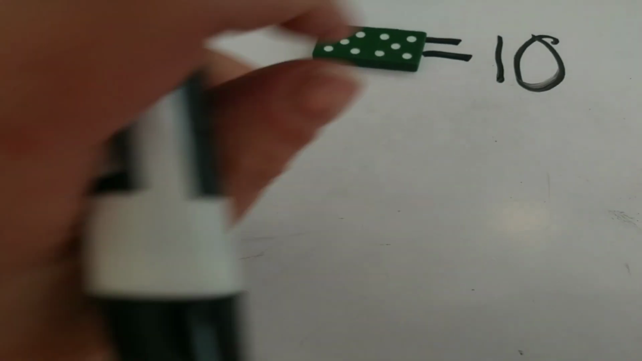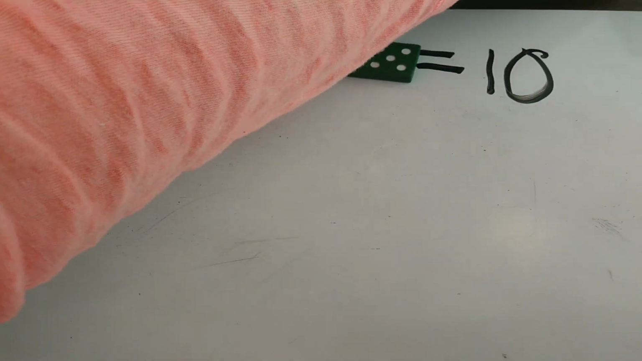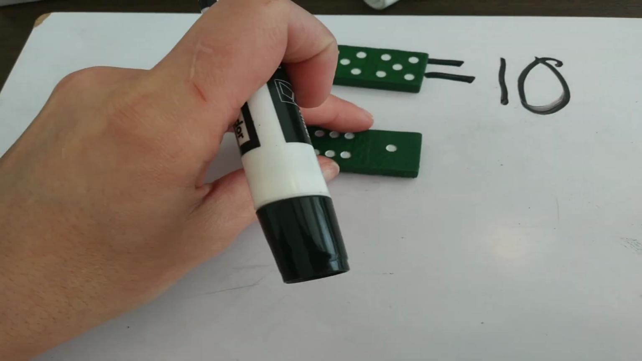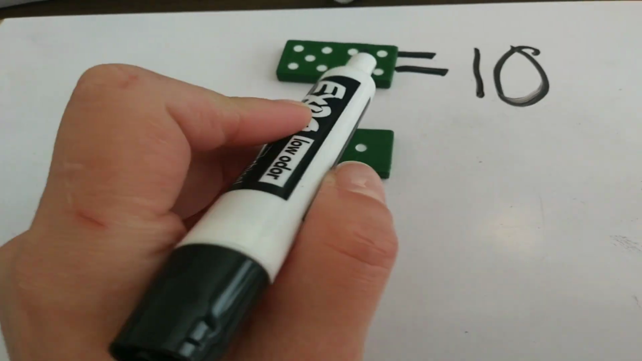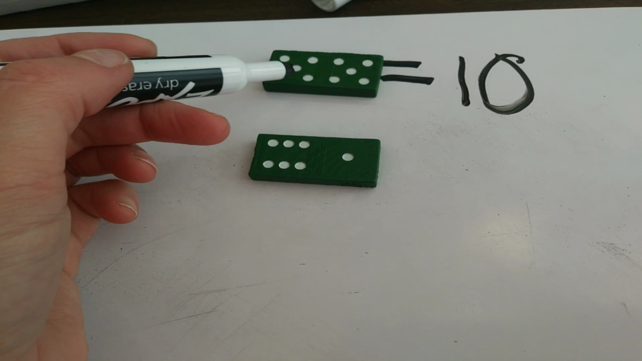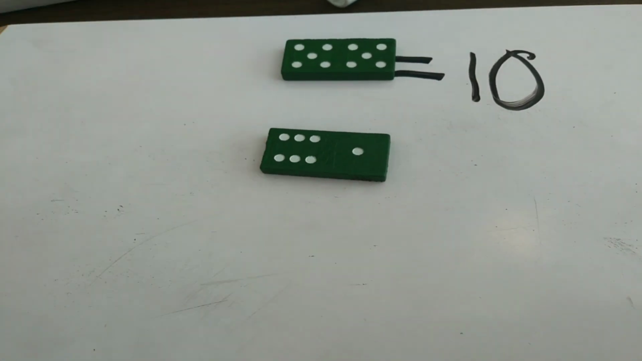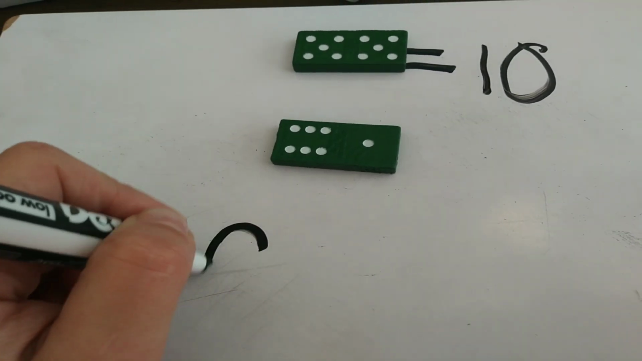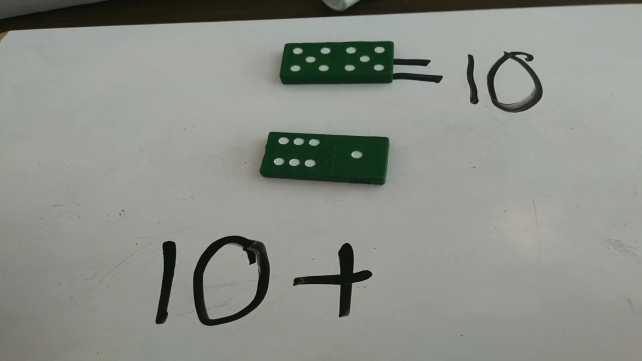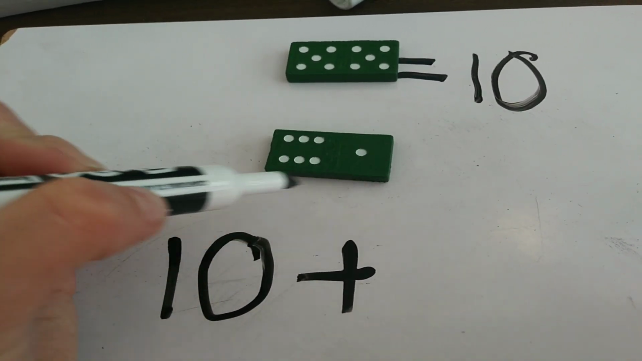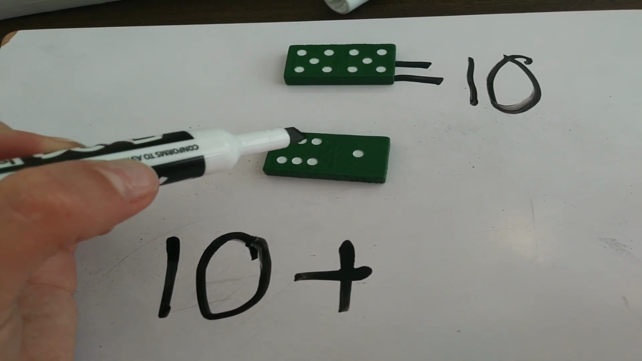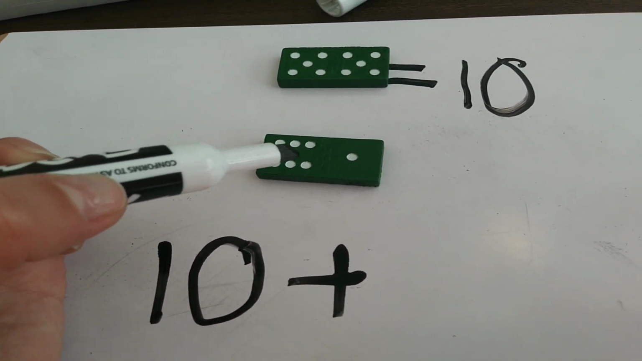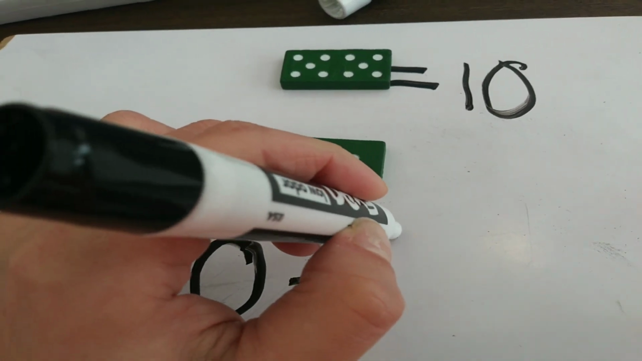Okay. All right, let's try this one. It's a little tricky, but we think we got it. How many dots again on the top domino? 10. Very good. 10. Awesome. How many dots on this domino right here? 1, 2, 3, 4, 5, 6, 7.